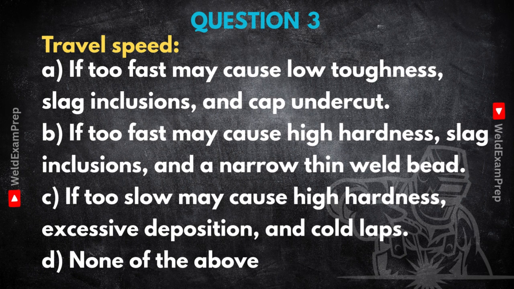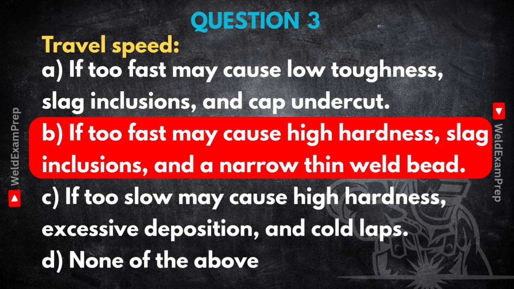Okay, the description that really nails the consequences of going too fast is B. It may cause high hardness, slag inclusions, and a narrow, thin weld bead. Let's break that down. When you move too quickly, you're putting less heat into the weld zone per inch or per millimeter of travel. Less heat input means the weld pool cools down faster, much faster.